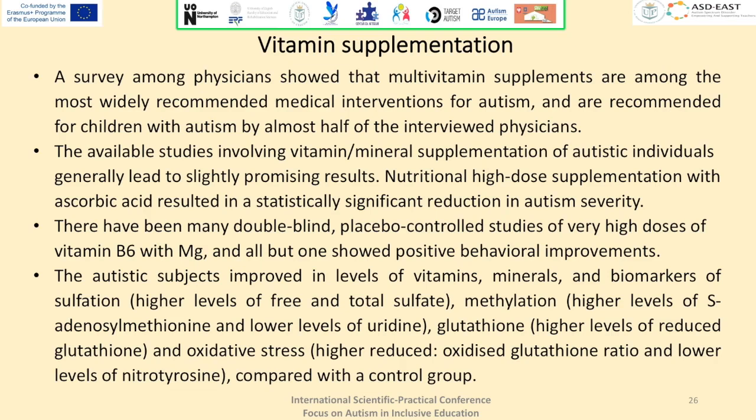Nutritional high-dosage supplementation with ascorbic acid resulted in a statistically significant reduction in autism severity. There have been many double-blind placebo-controlled studies of very high dosages of vitamin B6 and magnesium, and all but one showed positive behavioral improvements. The autistic subjects improved in levels of vitamins, minerals, and biomarkers of sulfation, higher levels of free and total sulfate, methylation, higher levels of S-adenosyl methionine, and lower levels of uridine. Glutathione, higher levels of reduced glutathione, and oxidative stress, higher reduced to oxidized glutathione ratio, and lower levels of nitrotyrosine compared with the control group.